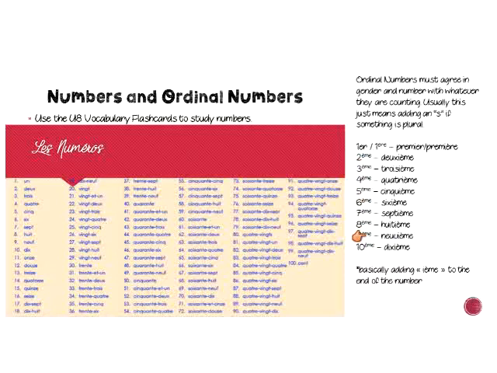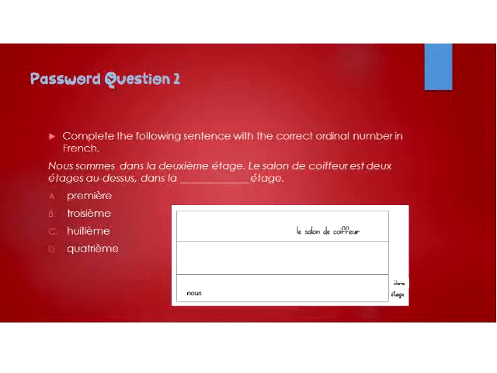And you may notice with the pattern that basically we're just adding ième to the end of whatever the number is. So that's easy if you want to go past 10 with your ordinal numbers. So looking at this and using the picture to help you, which ordinal number best completes this sentence? Is it A, B, C, or D? Choose the best answer.